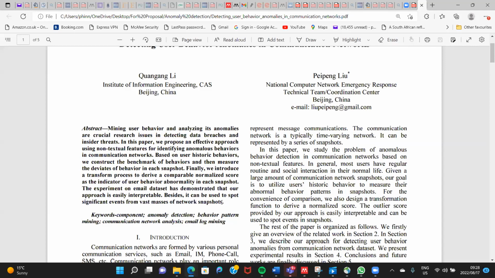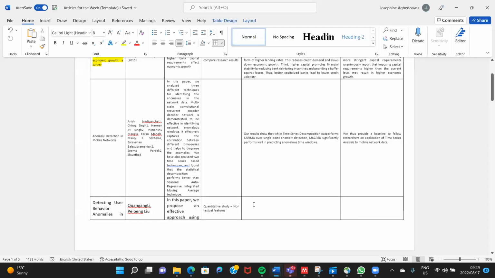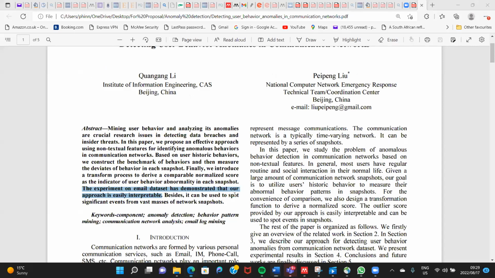Now, the next thing is let's find out which country this work was done in. This is to give you an appreciation of what is happening, which country is writing more on this anomaly detection, which country is not. It helps you to identify geographical gaps, right? Okay. I see Beijing, China. All right, so put it there.